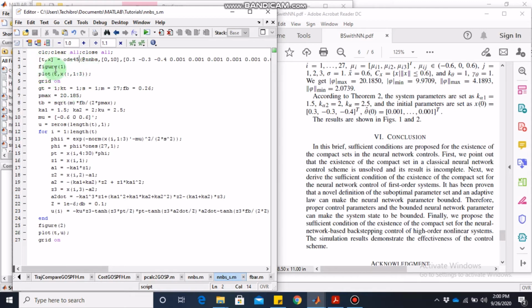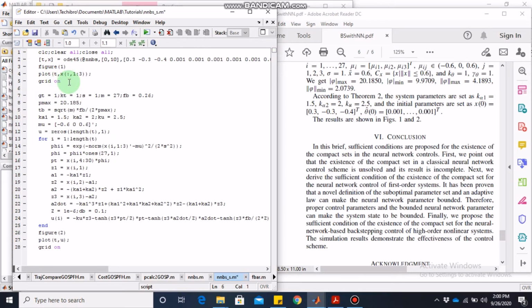I can plot the three state variables separately. Let me add the legend here. You can add legend x1, x2, x3. You can save it.